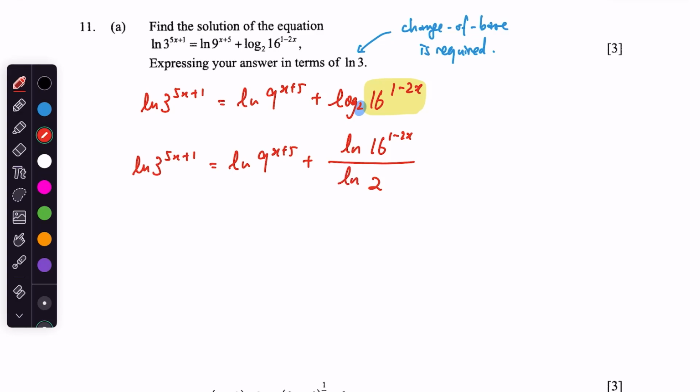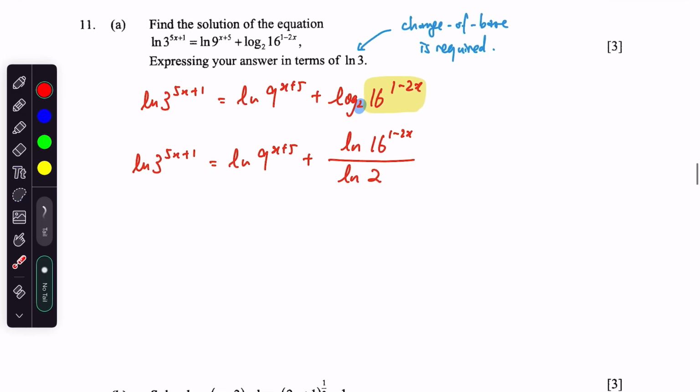Okay, now I want everything in terms of ln 3. Or not everything, but I want x in terms of ln 3. It seems a little bit weird that I have a ln 2 over here. But the good thing is that it will settle itself. It will go away on its own.